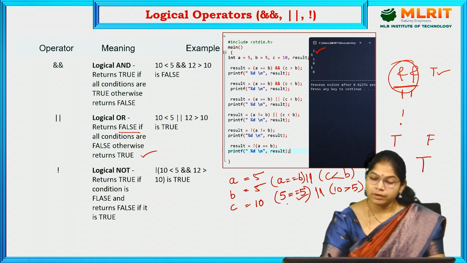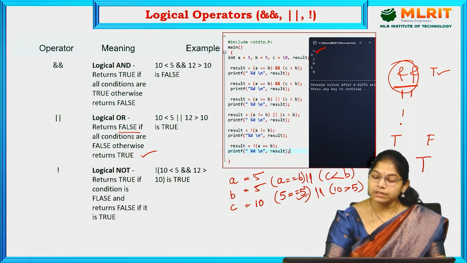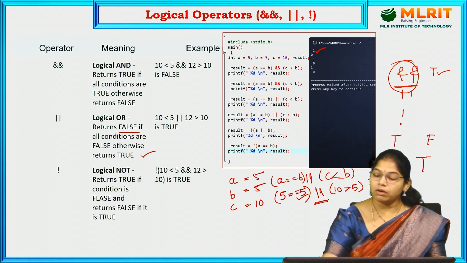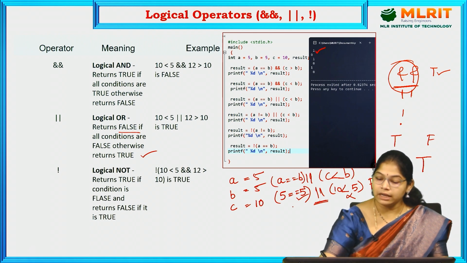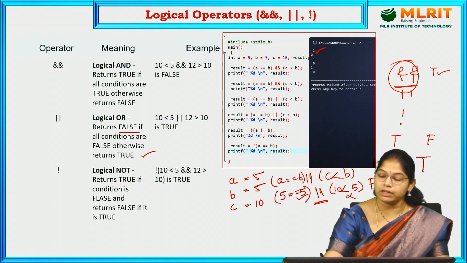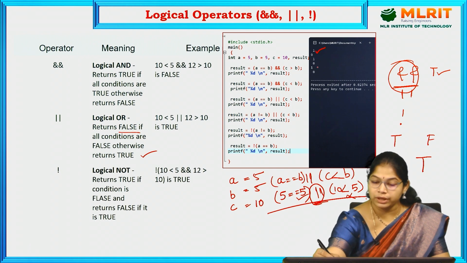So here 5 equal to 5. Yes, the condition is true. Or we are using a logical OR operator, C, where C value is 10, 10 less than B. B is 5. This is false. But it will give the value as true. Why? Because when we are using a logical OR, if one condition is true, the result of that expression is true. So here we got true.